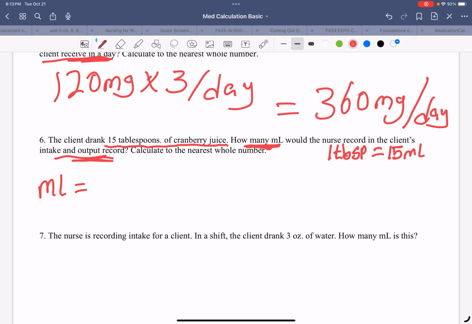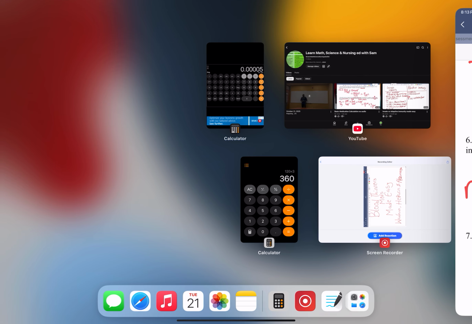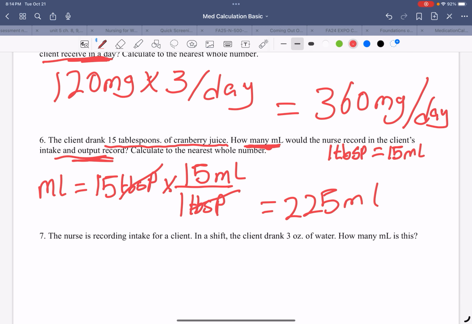So now we can write milliliters equals 15 tablespoons multiplied by, for every 1 tablespoon, 15 milliliters. Your goal is to get the tablespoon units to cancel, and 15 times 15 is 225 milliliters. Hope you get that answer. Let's consult our calculator. All right, excellent. Hope this is making sense. If it is, make sure you comment down below so that when I go to part 2, especially when we get to some of the complex questions, I can see ways to make it much easier for everyone.